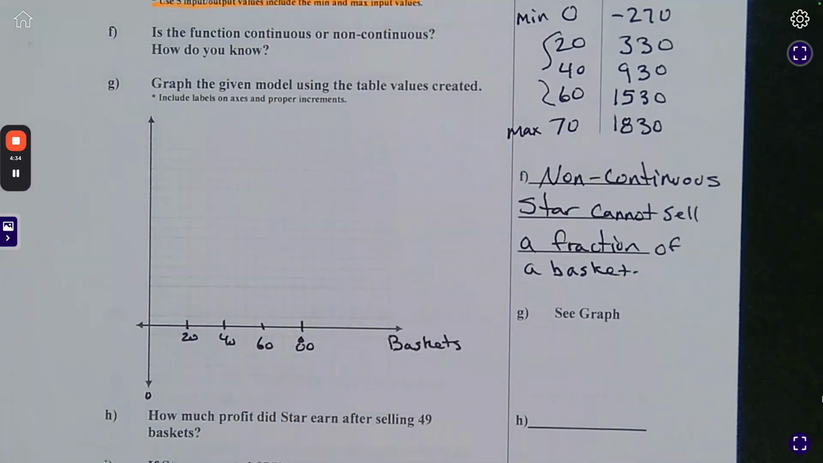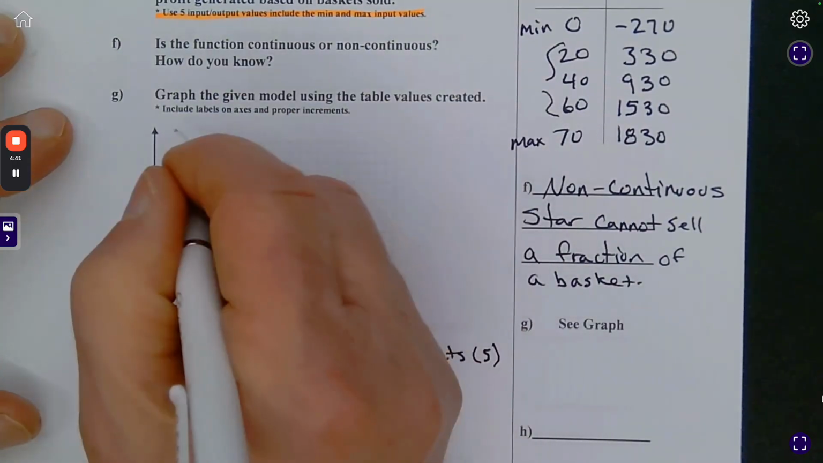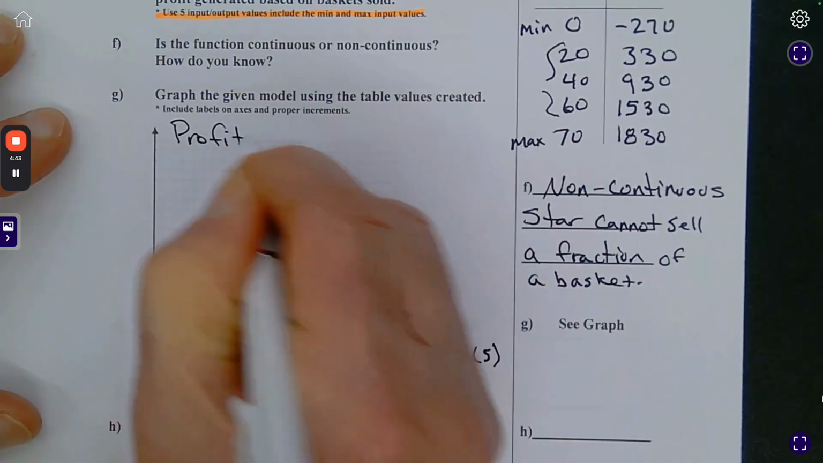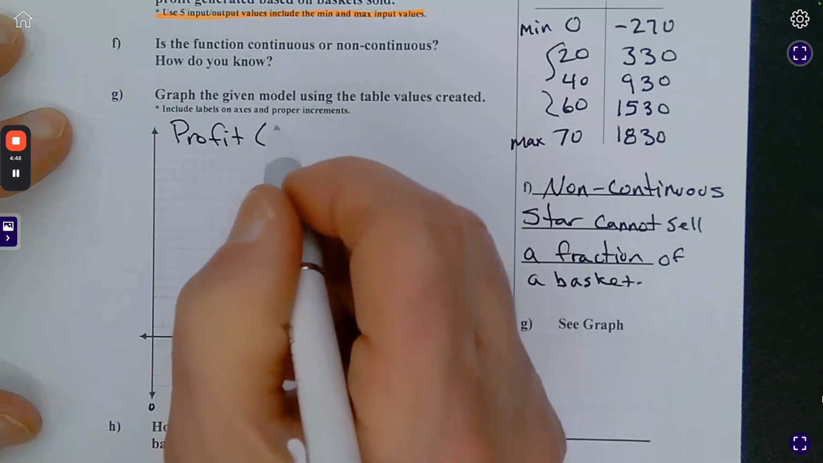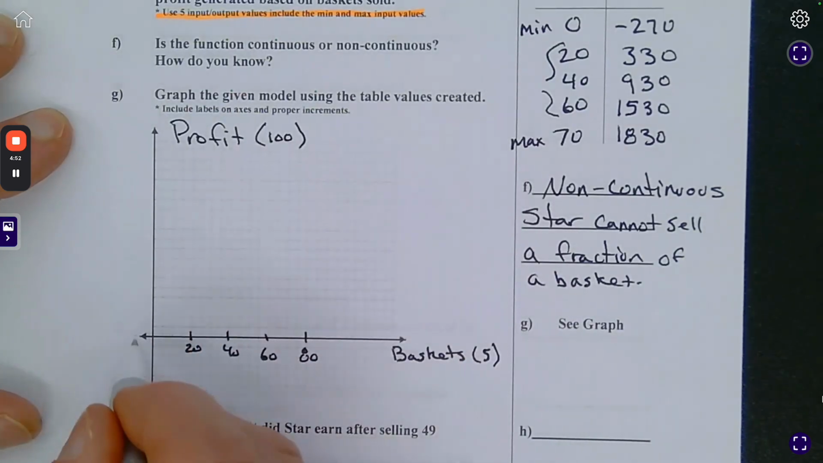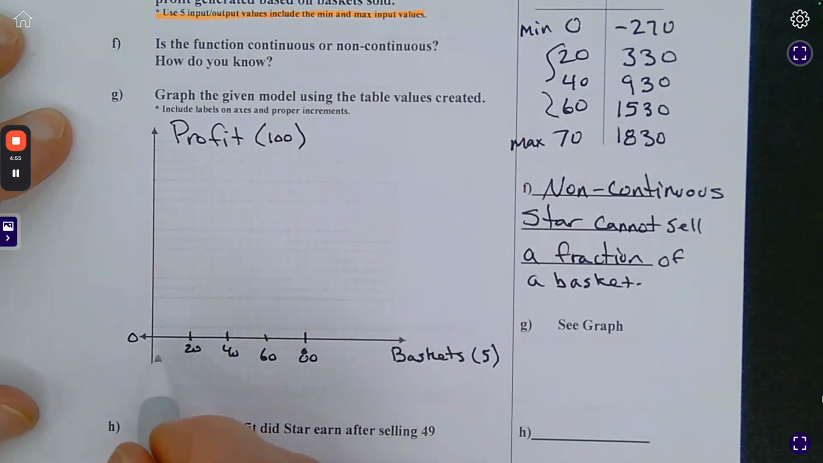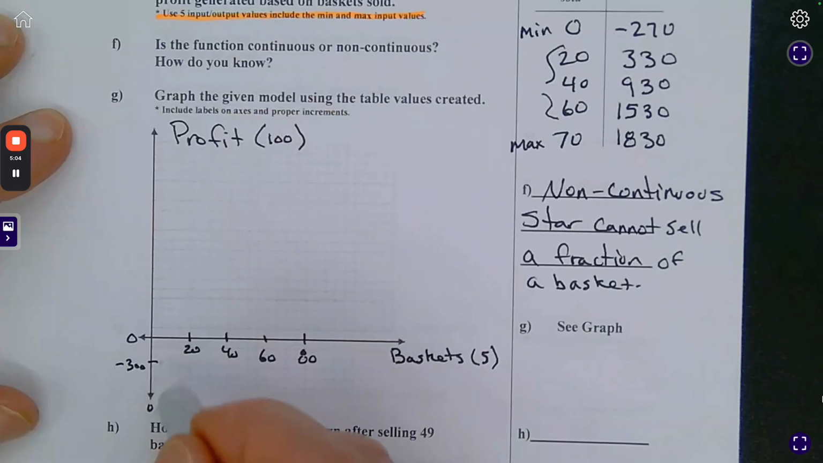Okay. Now we're going to go ahead and do money, profit. Let's do increments of 5. And then profit is up here. And those are going to be increments of, I think we can get away with 100. All right. So there's 0. There's -1, -2, -3. So I'm going to mark that down real quick, right? Because I know I have to go to negative 270, so that's below the x-axis.